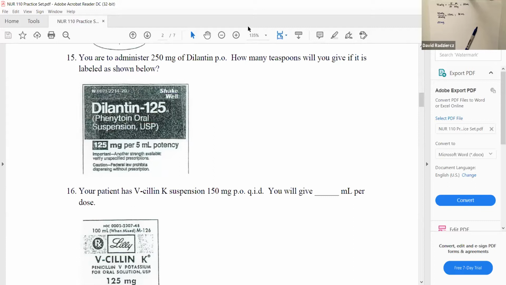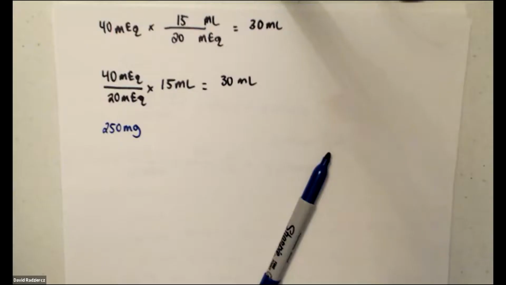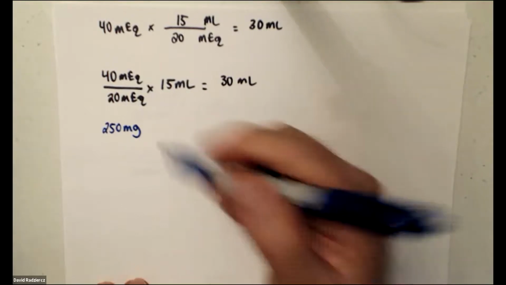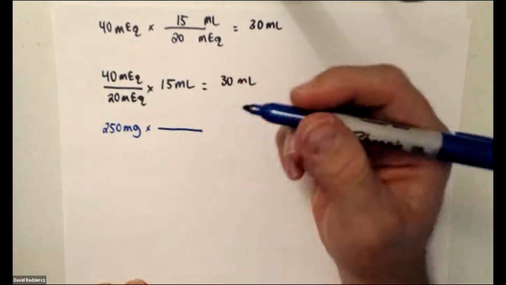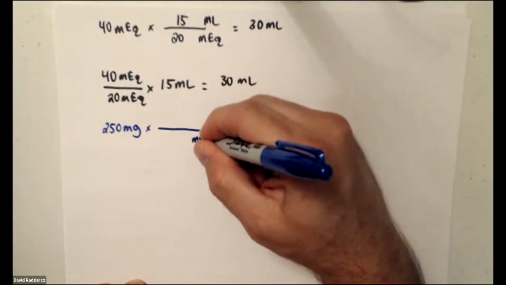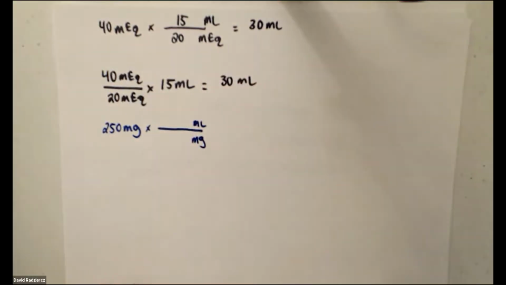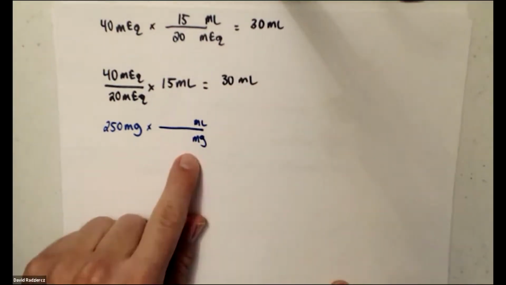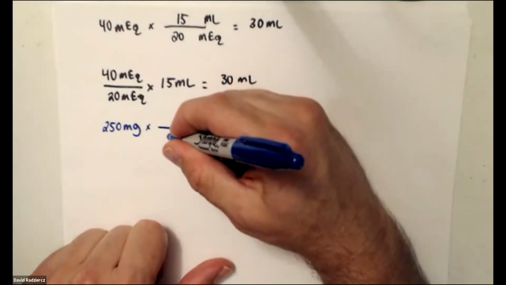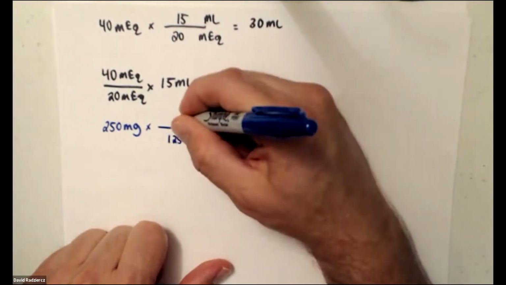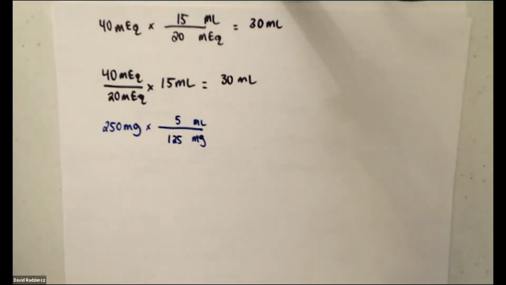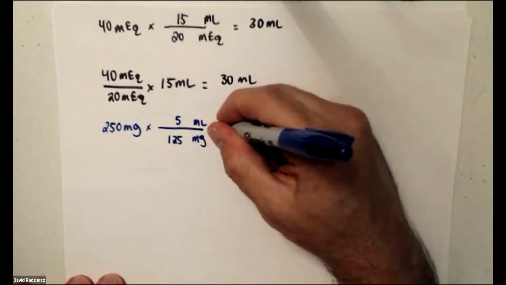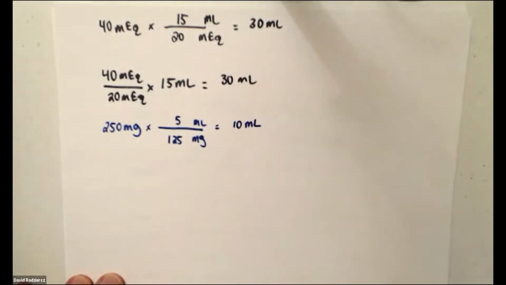So let me write that, or stop the share. All right. So I don't want milligrams, I want milliliters, and ultimately I want teaspoons. I know how to go from milliliters to teaspoons, but I need to know what this would be going from milligrams to milliliters. So it's 125 milligrams. Now, the common mistake is a lot of students will write 1 here, but if you look at the label, it says 5 milliliters. Okay. So when I do this, I get my answer. I get 10 milliliters.